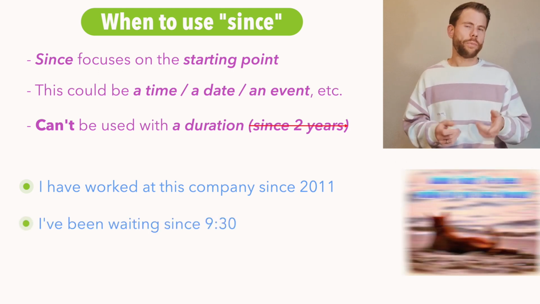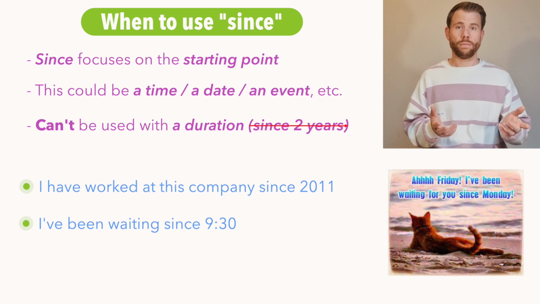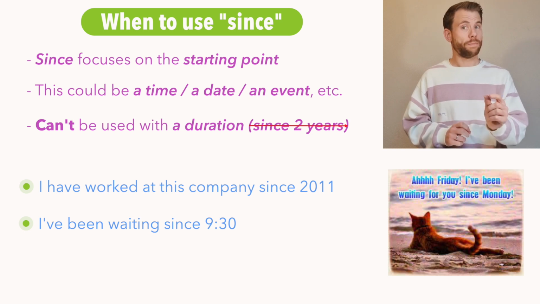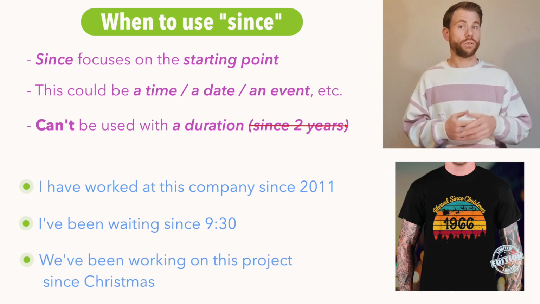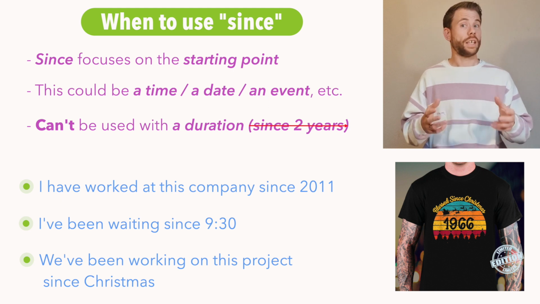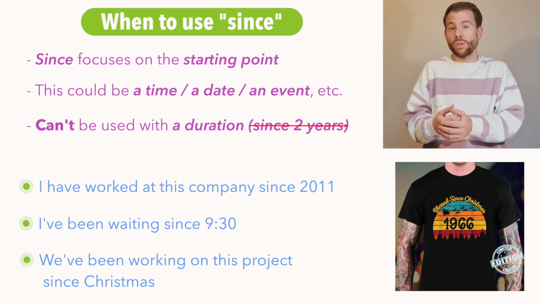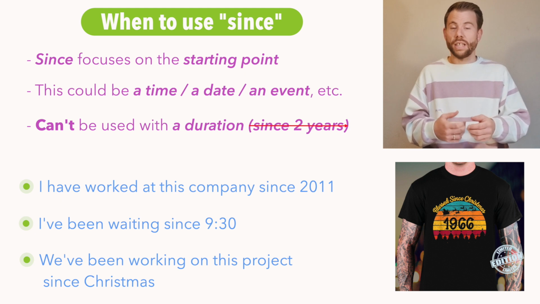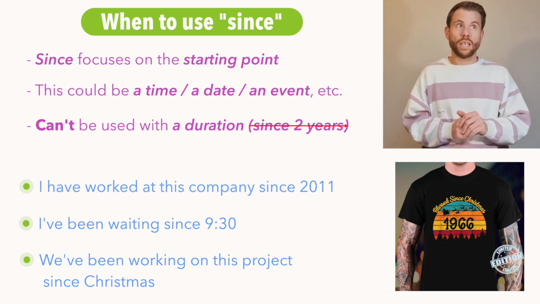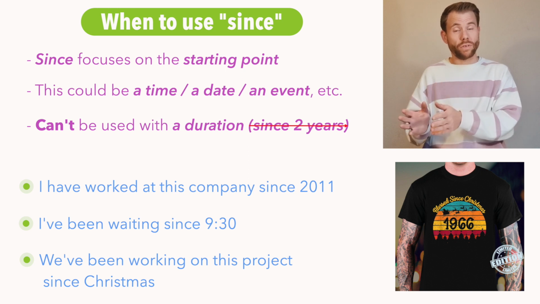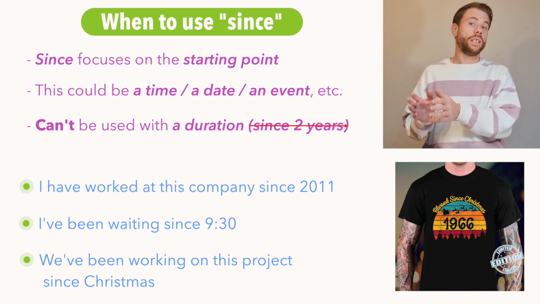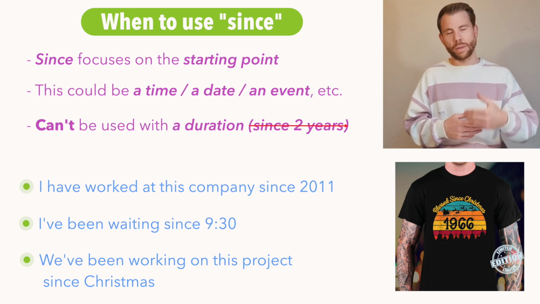Another example. I've been waiting since 9:30. So you can use a time. It doesn't have to be a date. It could also be a time. It's the start of the action. Or, we've been working on this project since Christmas. So here we've used an event. You could also say since the audit, or since my birthday, or since the beginning of the year. But it has to be a time reference of when something started, and not, as I mentioned, a duration.